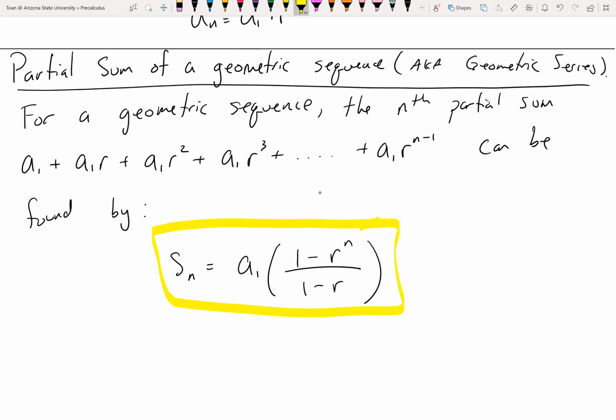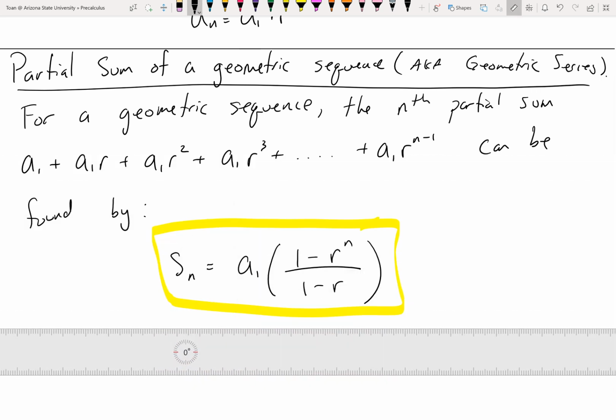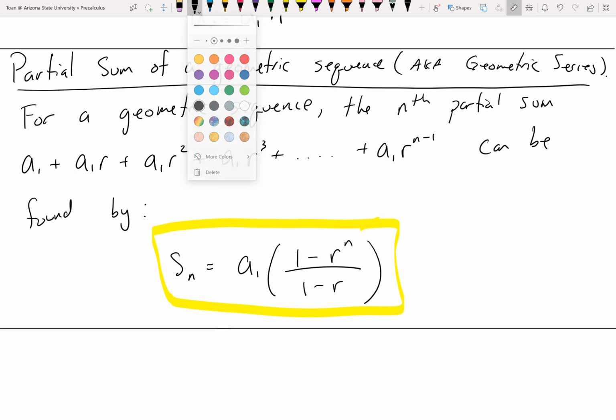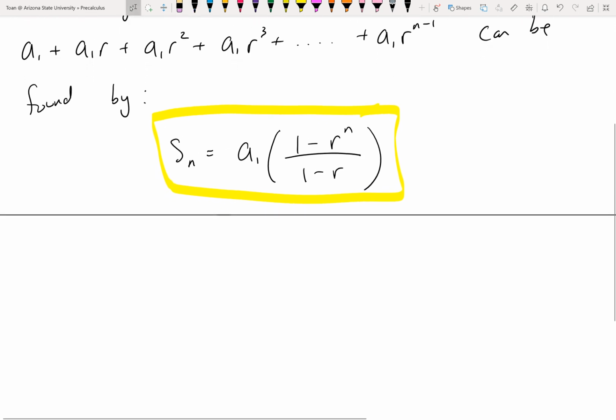Again, if you are interested in knowing where this formula comes from, I'll be glad to show you later. It's just a cool little algebra trick with series. But just like with our arithmetic lesson, it's a pretty straightforward formula to use. If I ever ask you to find a geometric series, that is to say a partial sum of a geometric sequence, it's just figuring out what pieces you have and plugging them in.